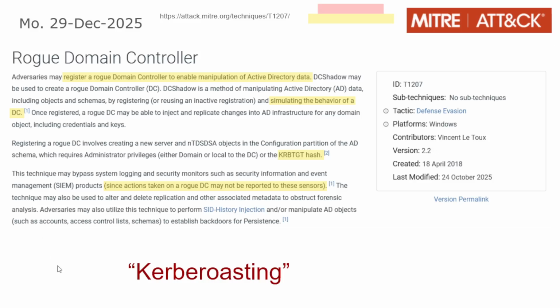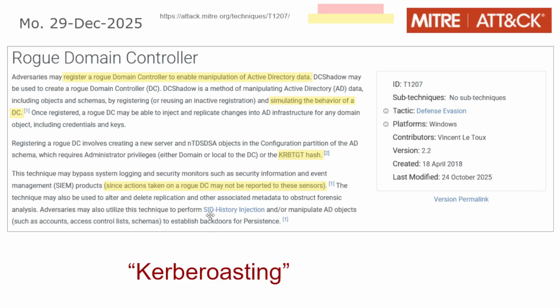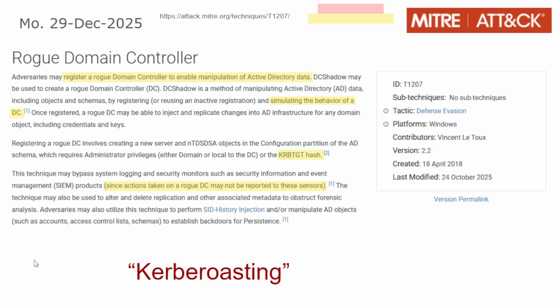And then adversaries may also utilize this technique to perform SID history injection. I don't know what that is. SID, yes, that's an ID for services, a service ID. Each service that runs on the system has an ID, but SID history injection, I don't know. Manipulate AD objects. Is it a technique, by the way? If yes, we will do it as a next video probably. AD objects such as accounts, access controller schemas to establish backdoors for persistence. But yeah, so far so good.